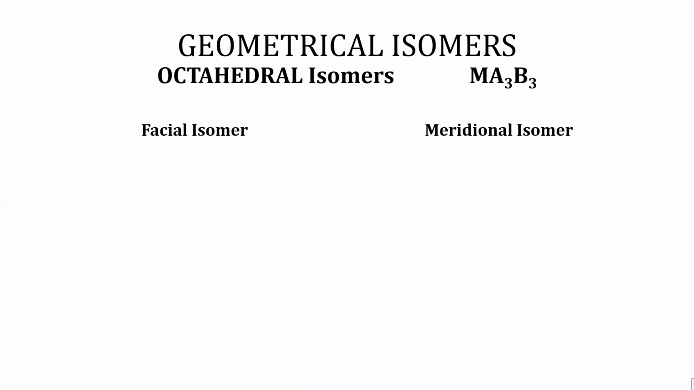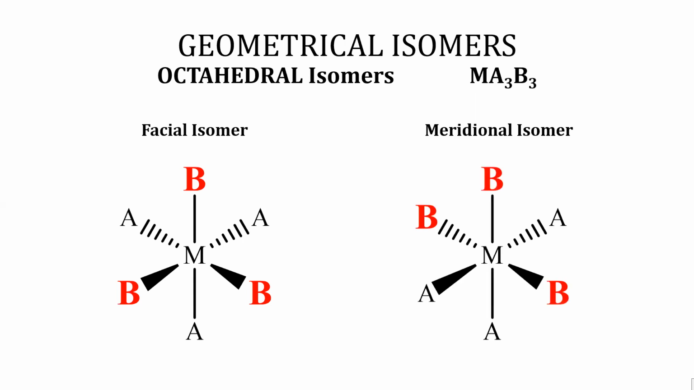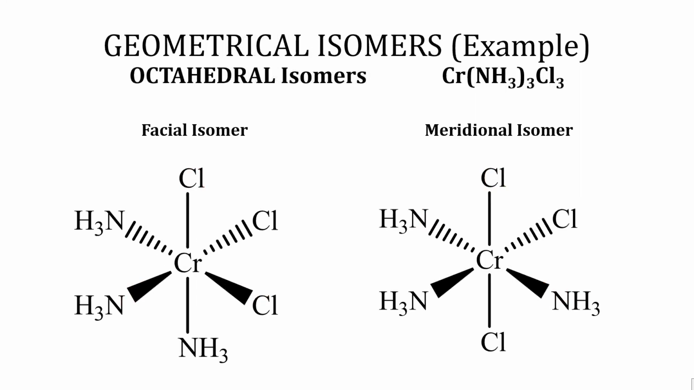Two, Ma3B3. The facial isomer has three identical ligands on one face of the octahedron, and the meridional isomer has the three ligands coordinated in the plane, which includes the metal atom. An example of this isomer is Cr(NH3)3Cl3.